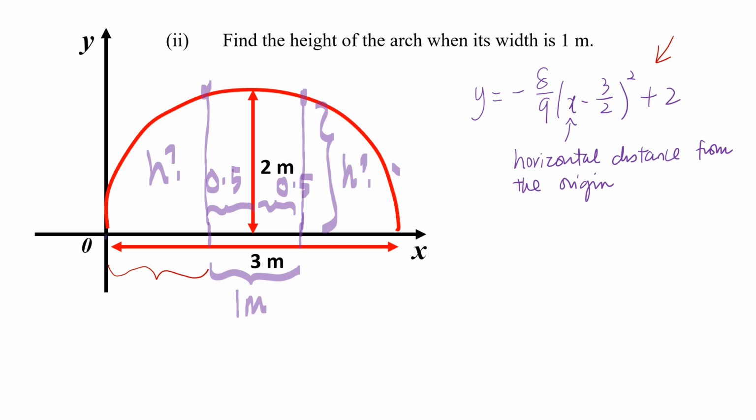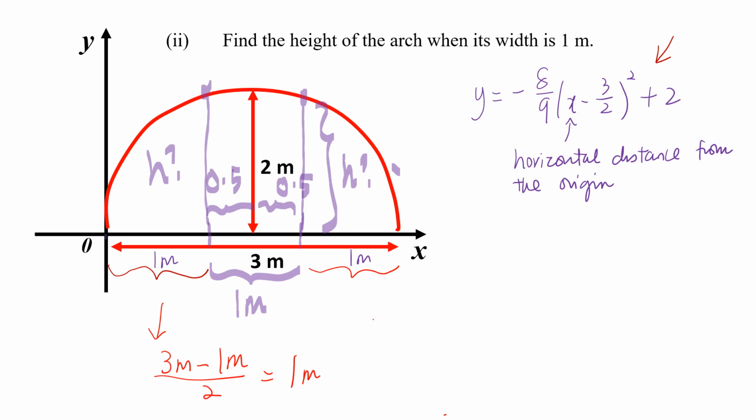So how much would that distance be? This distance here will be 3 meters, the whole width of the arch. You minus away 1 meter and divide by 2, which gives you 1 meter. This is 1 meter, this is another 1 meter, so they add up to 3 meters. 1 plus 1 is 2, 2 plus 1 is 3.